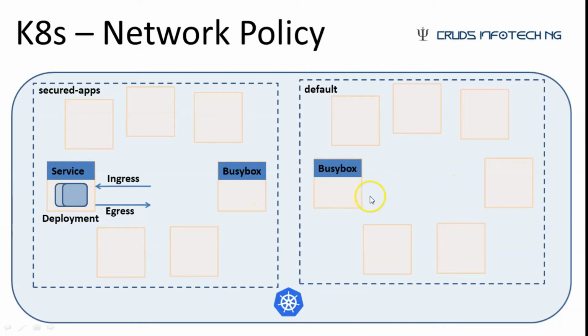Now I'll bring up a busybox pod in my default namespace, and I'll show you how easy it is for me to access this particular service which is running in a different namespace. Now after this, I'm going to define a network policy wherein I'm going to just set the ingress rules. Ingress is nothing but the incoming rule for your particular service. So for my service, who all can get into my service, that is my ingress rule.